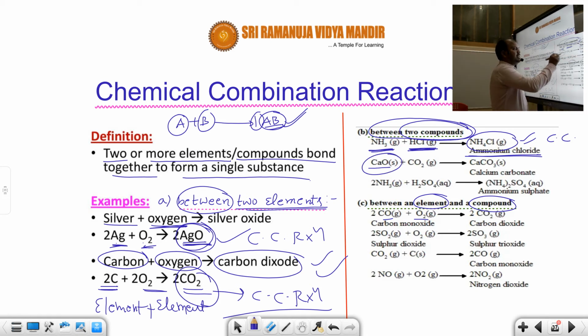Suppose you take calcium oxide, it is a compound. Why is it a compound? Calcium is one atom, oxygen is another atom. Two different atoms are there, that is considered a compound. So calcium oxide is a compound, as well as carbon dioxide is a compound. Compounds combined. So calcium oxide, when it reacts with carbon dioxide gas, forms calcium carbonate. So calcium carbonate is the only one new substance. That's why this reaction is said to be a chemical combination reaction.